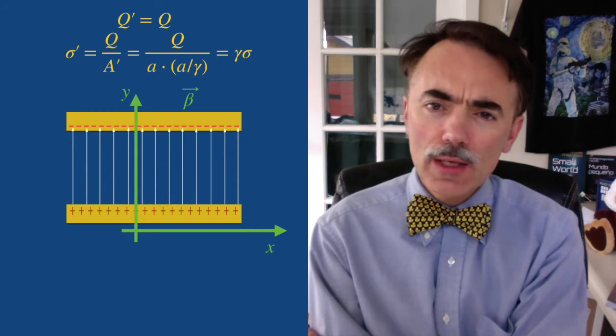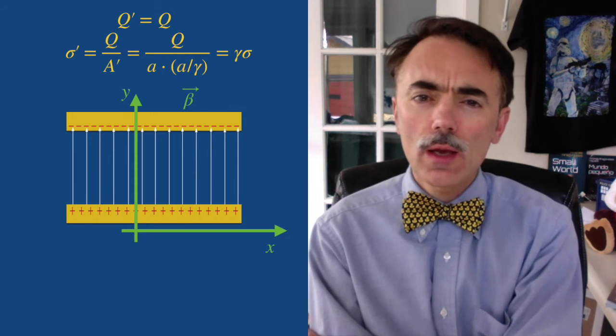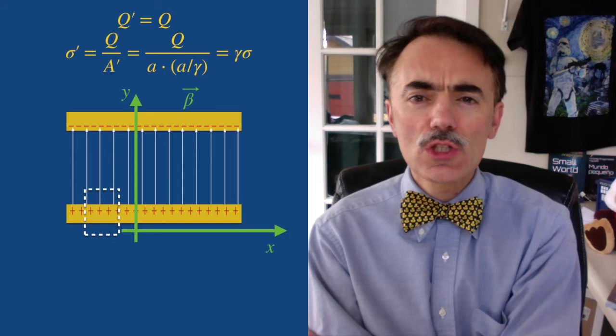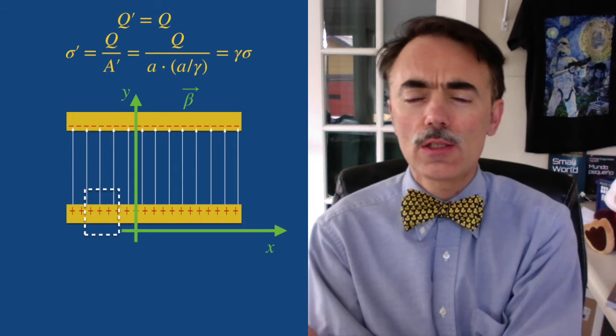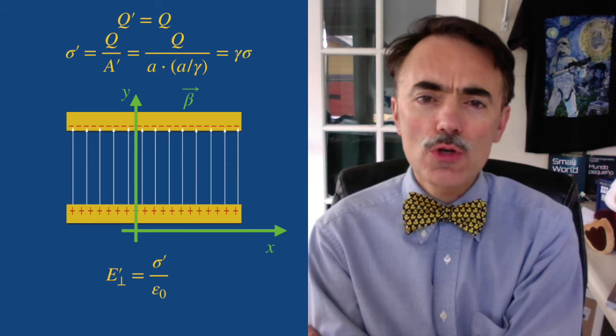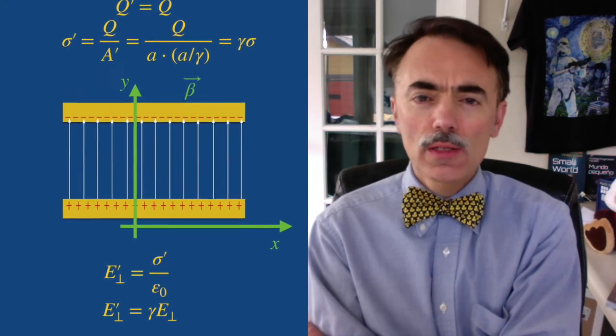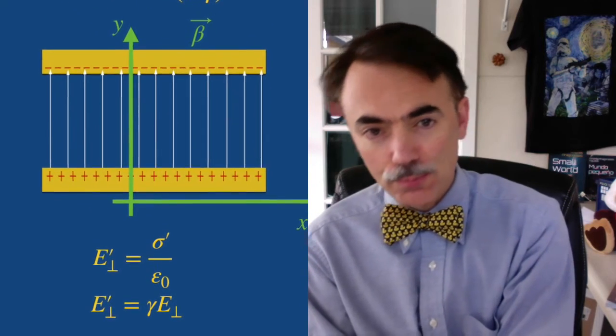The electric field lines are now closer together. Now we can apply Gauss's law again and see that the enclosed charge is larger by this gamma factor. So the electric field perpendicular to the motion of the moving frame, E perpendicular prime, is gamma E perpendicular.